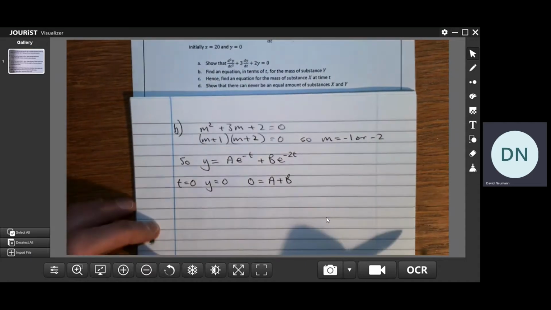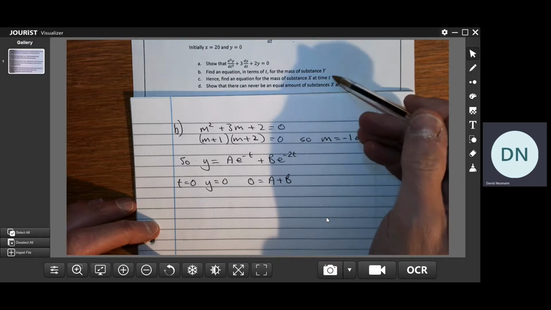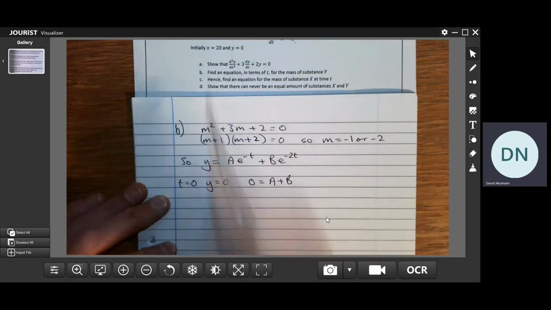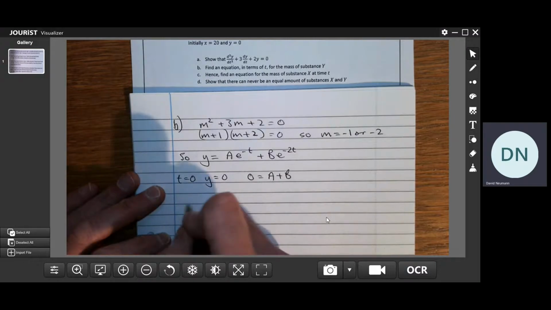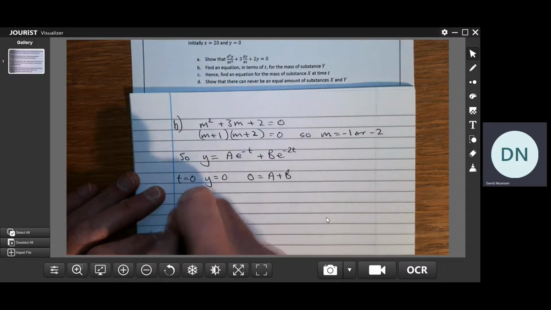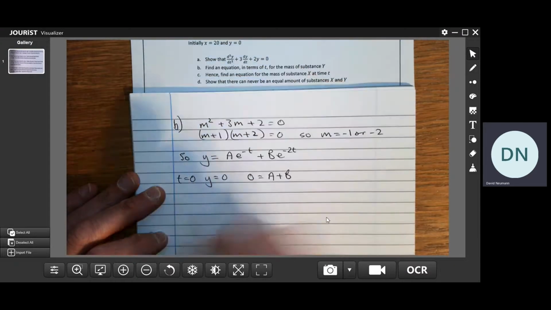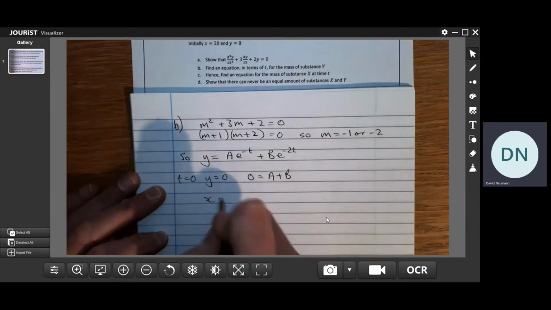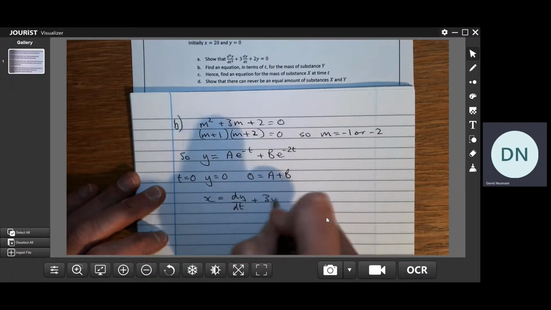Quite often with questions like this we really do B and C together, because C is: hence find an equation for the mass of substance X. So let's do that. Let's take this and rearrange it. X is equal to dy by dt plus 3y.